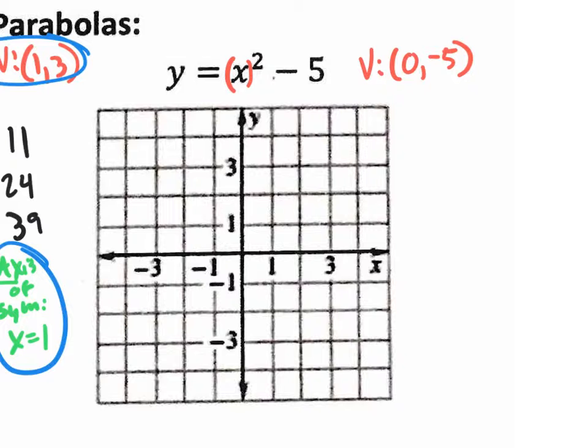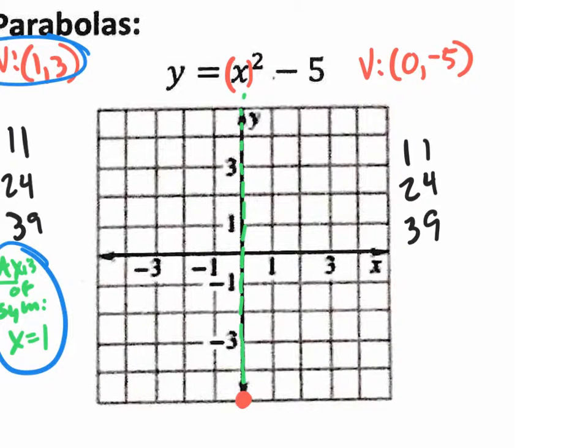Let's graph the vertex first, (0, -5). It's way down here. The axis of symmetry is the vertical line going right through it. I need more points. What do I do? Shortcut. Pattern. What's the pattern? 1, 1, 2, 4, 3, 9.